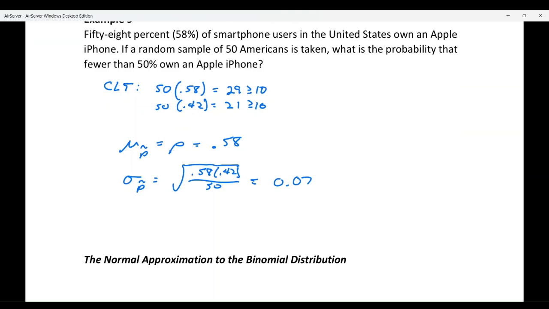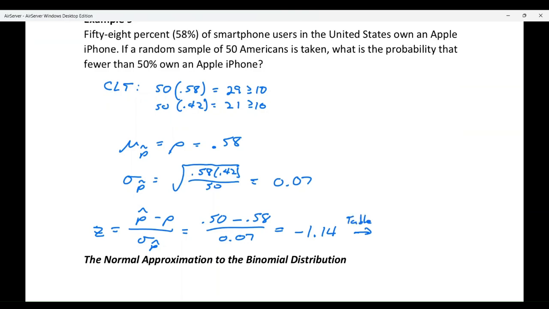Okay, so we need to find Z here. And Z is done just the same way that we would do this if this was not a proportion. So we're going to take P hat minus P, so value minus proportion, divided by the standard deviation. So in this case, we're going to take 0.50 minus 0.58 all over 0.07. And that gives us a z-score of negative 1.14. And then again, just going right to the table, just like we've been doing before, nothing new here.